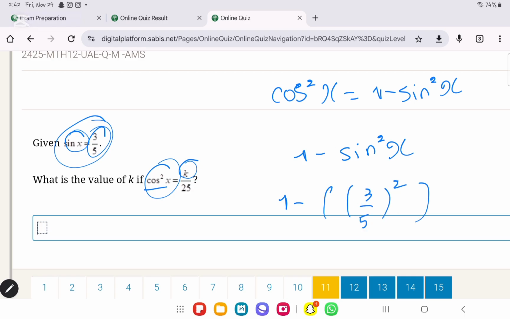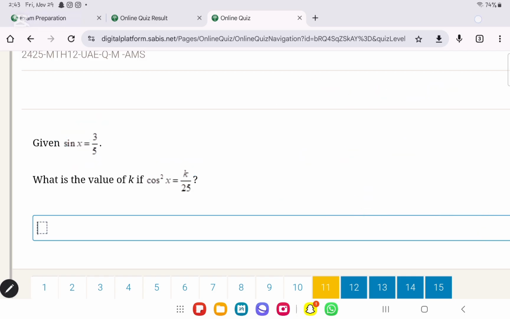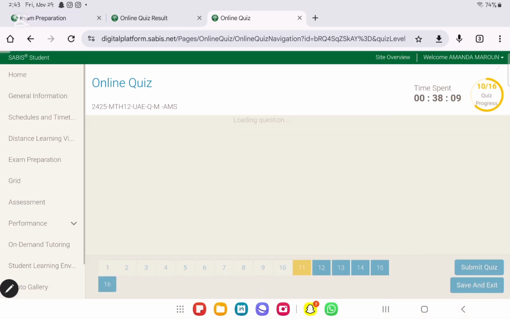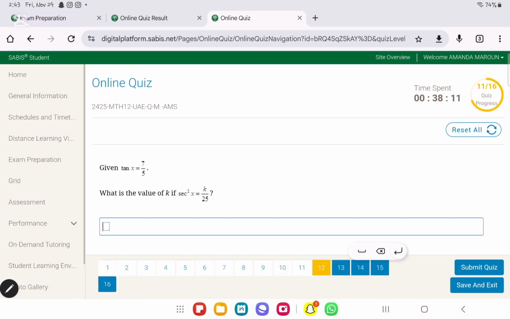If you do it on the calculator, it's going to be 16 over 25. So that means the value of k is 16. So our answer over here is 16. Moving on to question number 12.